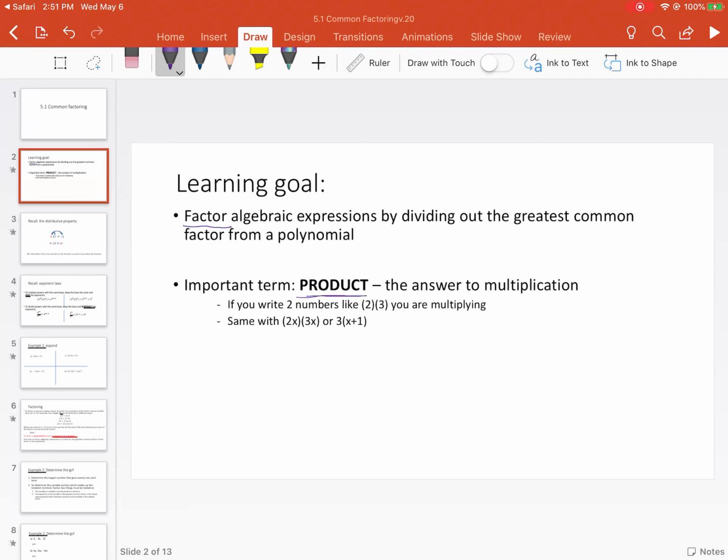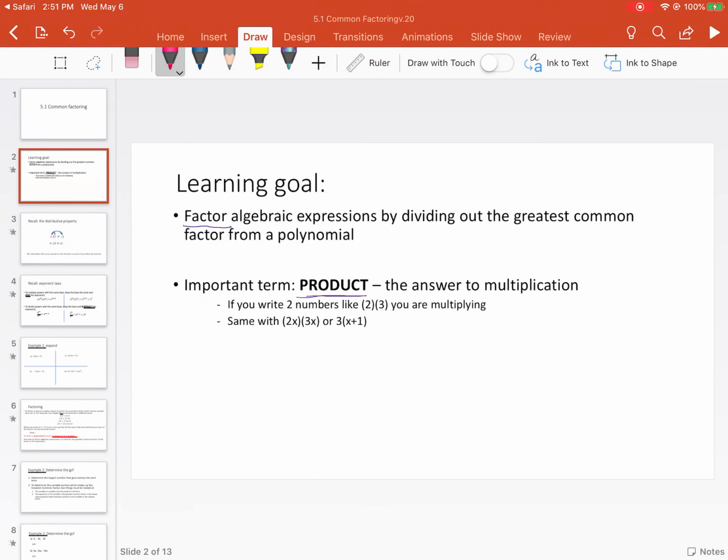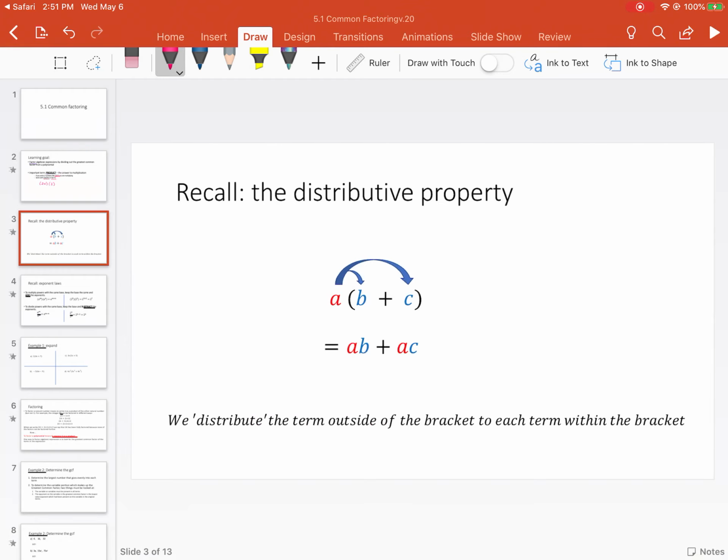Okay, so we'll look at some things that you have to remember. So product is the word we use to describe the answer to multiplication. So there are a bunch of ways to express multiplying. If you write two numbers beside each other in brackets, then you're multiplying. You can do numbers with letters. You could even do numbers with one letter and not. Multiplying, the bases don't have to be the same. Or you can do something like this, which is distributing.